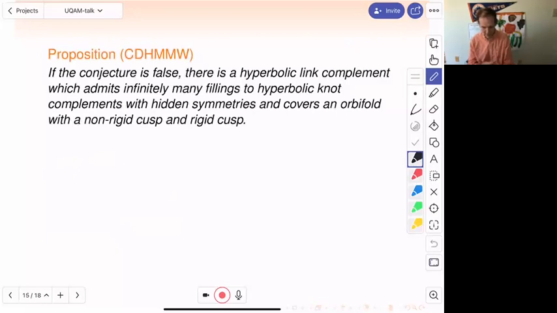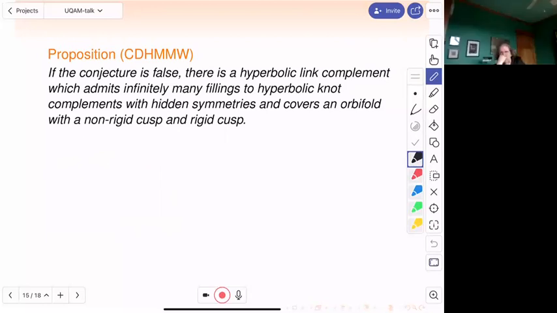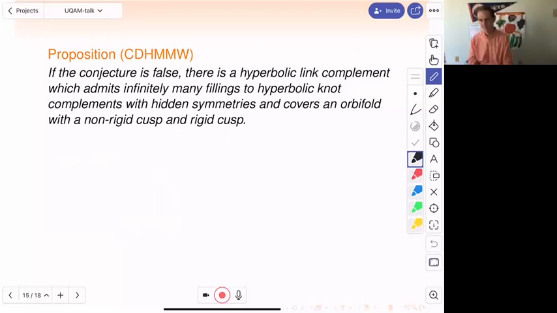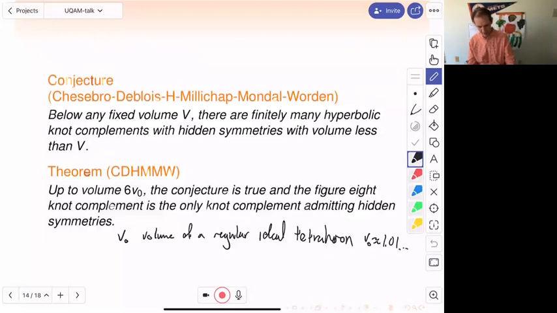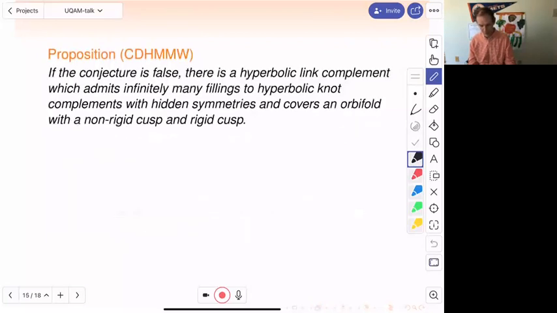So, as part of this work, and really the ideas related to this conjecture, if the conjecture that below any fixed volume there are only finitely many knot complements admitting hidden symmetries is false, then what we'd actually be able to produce is a link complement that covers an orbifold with a non-rigid cusp and a rigid cusp.